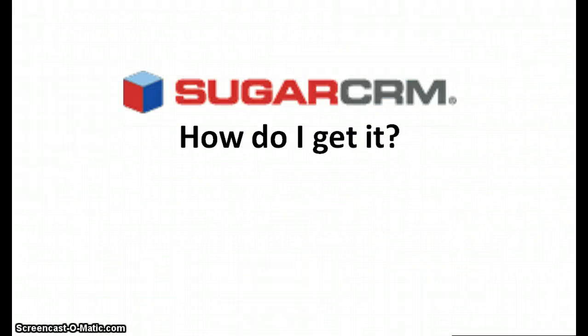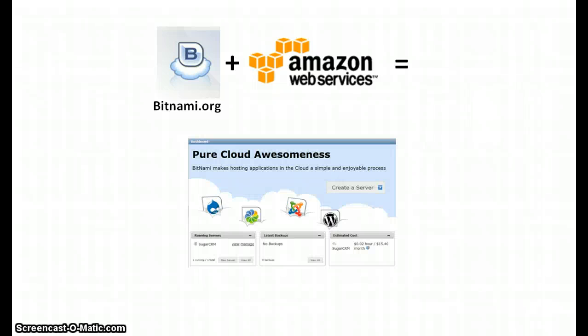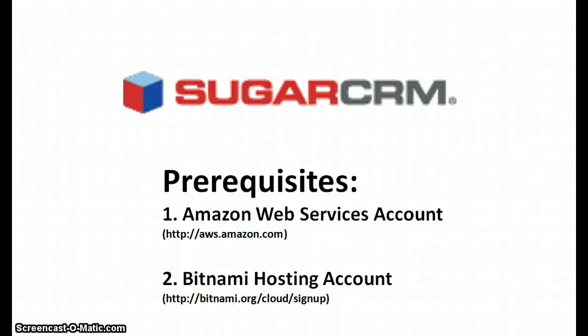So you might be asking, SugarCRM, okay, I'm interested, but how do I get it? Well, what you need is a developer account at bitnami.org. You need a developer account at Amazon Web Services. And when you have those two things, you get pure cloud awesomeness. So, the prerequisites for getting SugarCRM are, number one, an Amazon Web Services account, and number two, a Bitnami hosting account. So let's take a look at that.